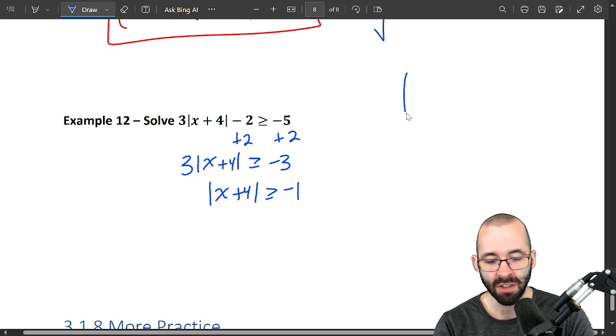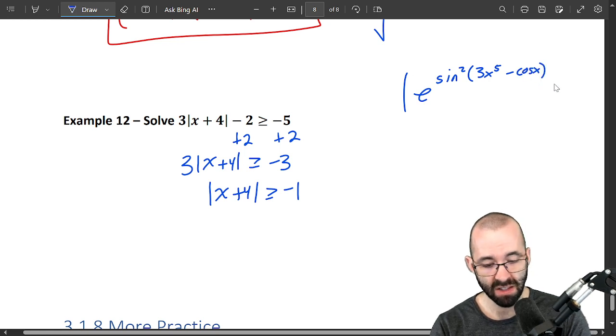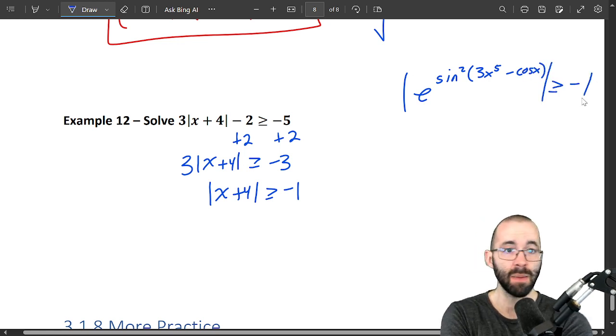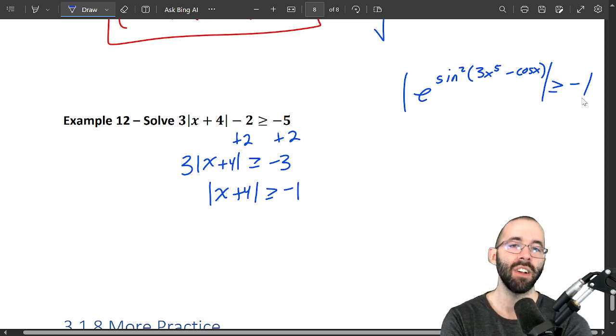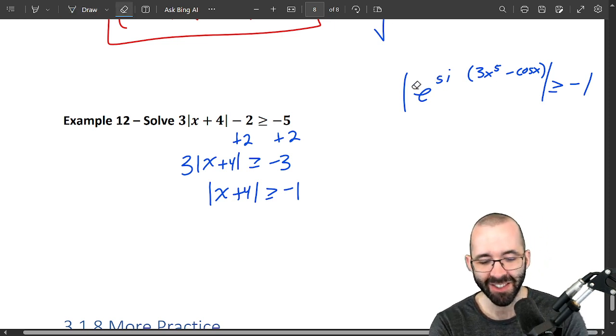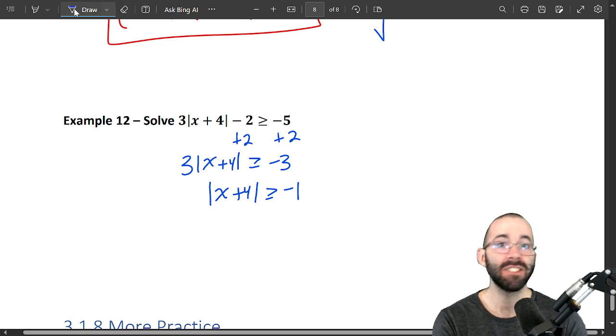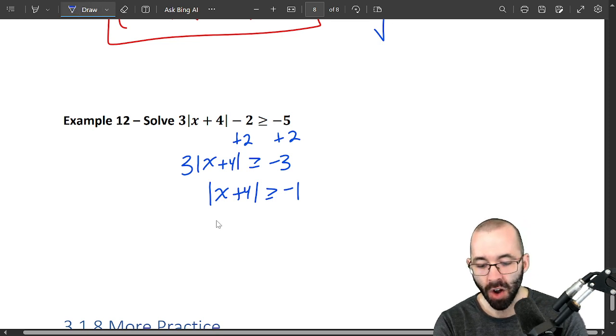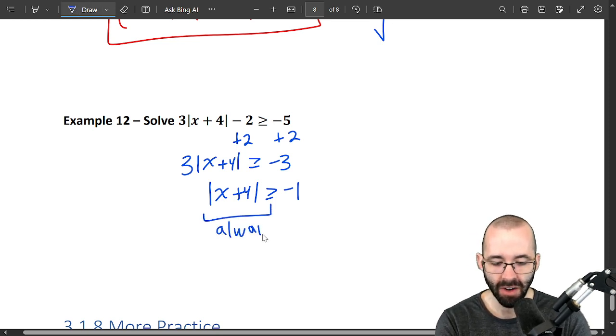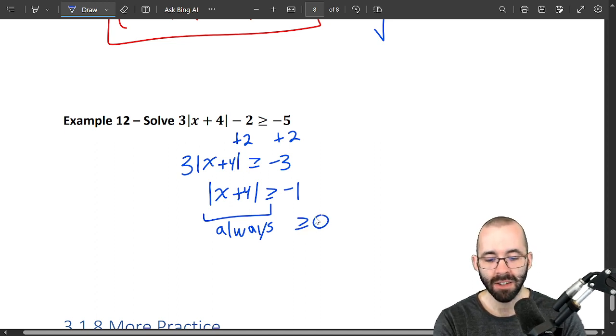I could have asked you, when is e to the sine squared of 3x to the 5th minus cosine of x bigger than -1? Has the same answer. Doesn't matter what's on the inside, as long as it exists. But you don't have to write that down. Erase that. It has the same answer. This is always true. Absolute value is always positive or 0. This is always true. So our answer is going to be anything.